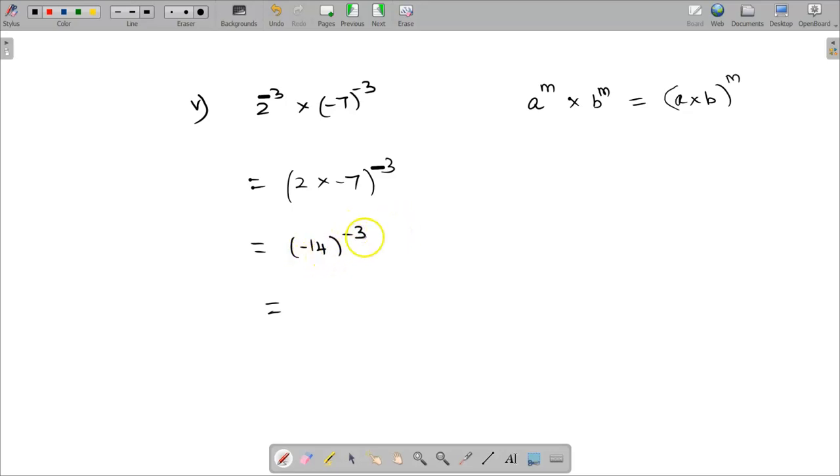But coming to the power, it is minus 3, so we need to convert the power into a positive power. Again we have the rule a power minus m is nothing but 1 by a power m. So using that, how can we write? 1 by, the base remains the same, minus 14 remains the same, there won't be any change. So minus 14 power 3, plus 3. Okay, so this is the final answer for the fifth subdivision.